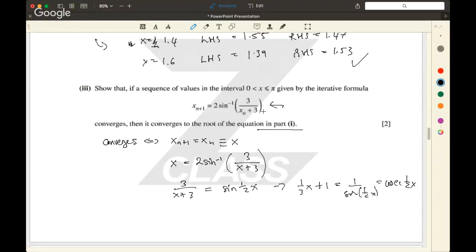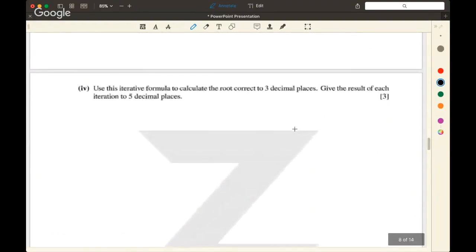You call both xn plus 1 and xn x, and you rearrange the equation. That's the form of these problems. This last part, they want you to iterate, and this is extremely boring, but you should just practice doing it if you need practice, really. It's very mechanical.